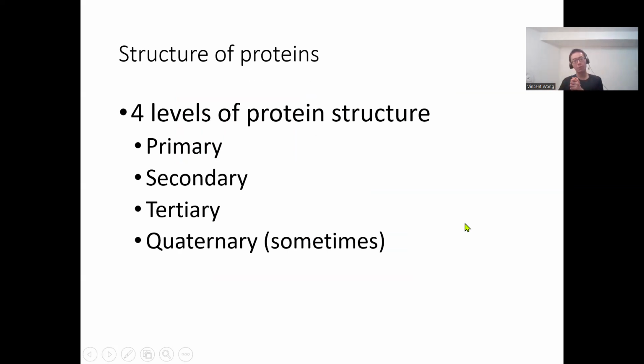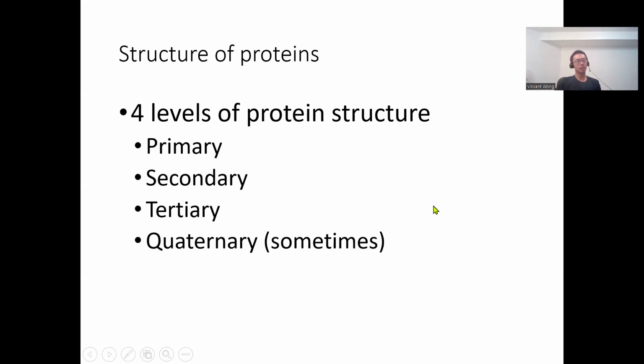Next, we're going to spend some time to talk about the four levels of protein structure. I'll tell you later in more detail, but the shape of the protein is related to its function. If you change the shape of the protein, its function will be altered, or it will not be functional anymore. So how the protein folds up depends on each of these levels: primary, secondary, tertiary, and sometimes quaternary as well.